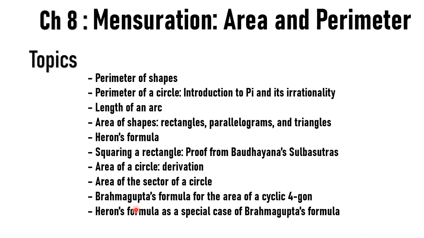Then Brahmagupta's formula for the area of a cyclic quadrilateral. Heron's formula is a special case of Brahmagupta's formula. That is also a new one. Heron's formula for triangles was already there. So this is a new topic introduced in grade 9. So these are the little bit of changes coming in this chapter compared to the existing.